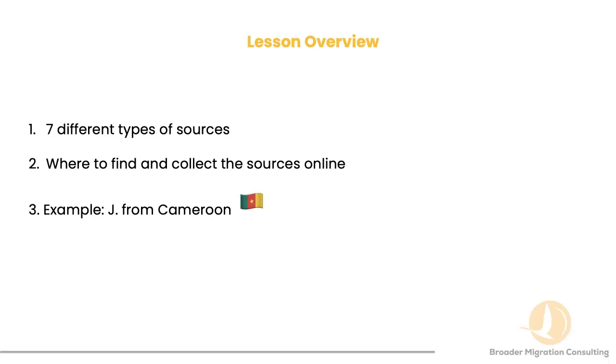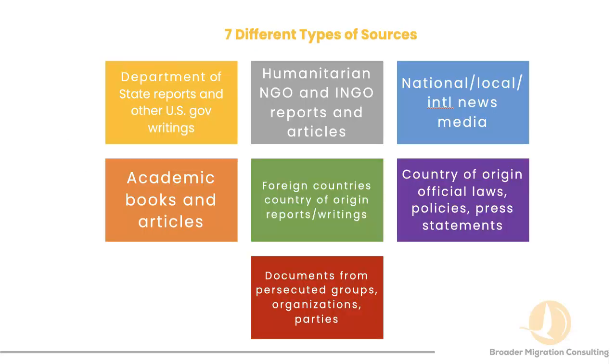In this lesson, I'm going to show you 7 types of sources you can turn to for any case. And then I'm going to talk about how you can find them online and where you can find them online. And finally, I'll close with the continued example of Jay from Cameroon. So here you have 7 different types of sources you can turn to. And I'll just go over them quickly.